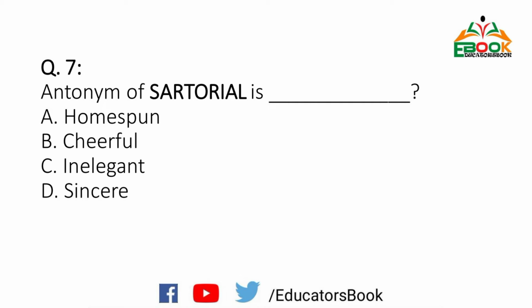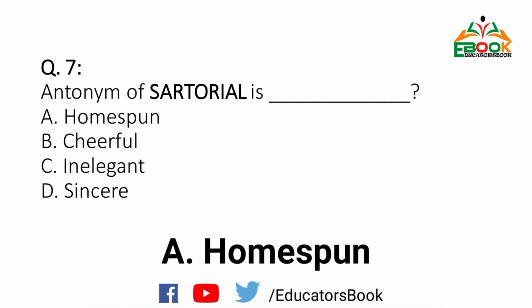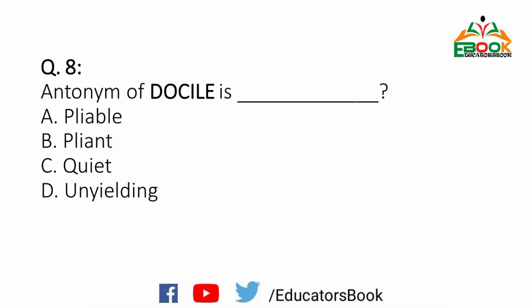Question number 7. Antonym of sartorial is A. Homespun, B. Cheerful, C. Inelegant, D. Sincere. The correct answer is option A, homespun.